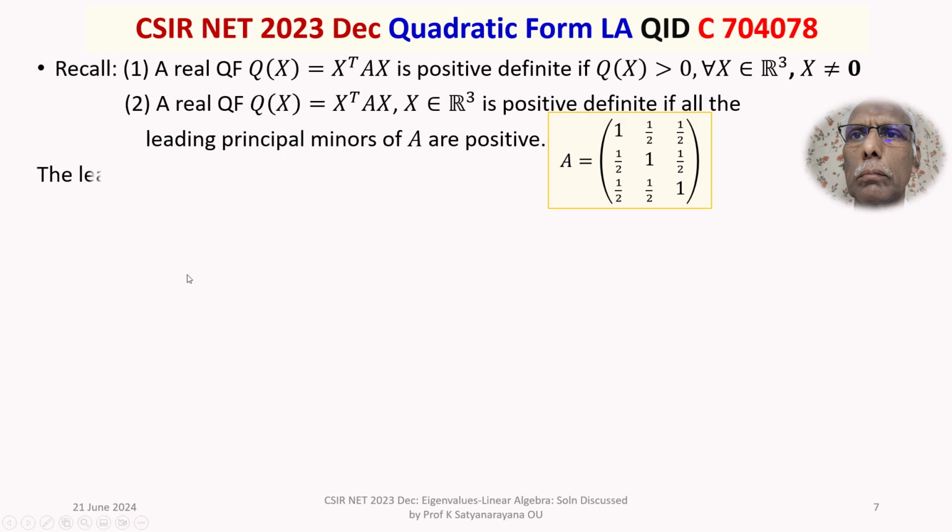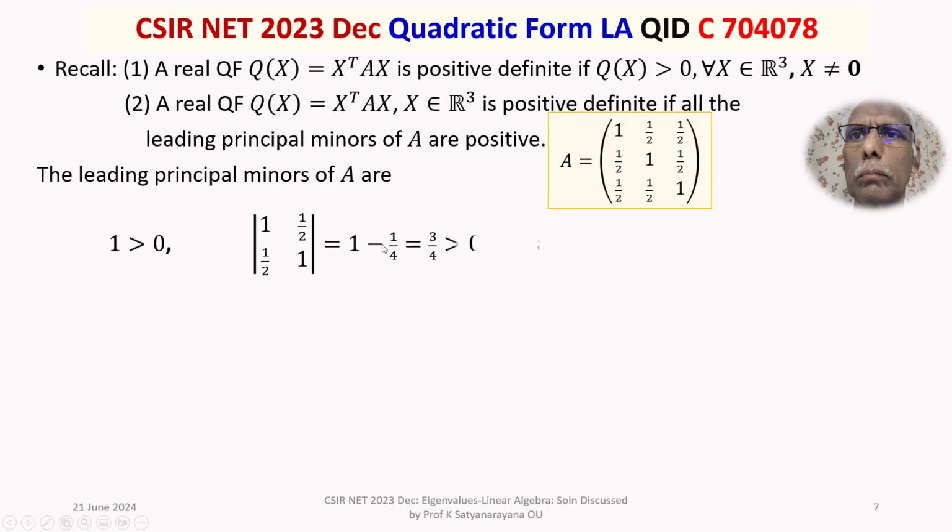So let's see. The leading principal minors of A are: the 1 minor is 1, greater than 0. And the 2 leading principal minor is the determinant of 1, half, half, 1, which is 1 minus 1 by 4, that is 3 by 4, which is greater than 0. And the leading principal 3 minor is the determinant of A, which we have already evaluated, and we got the answer 1 by 2, which is greater than 0. They are all positive. The leading principal minors of A are all positive.